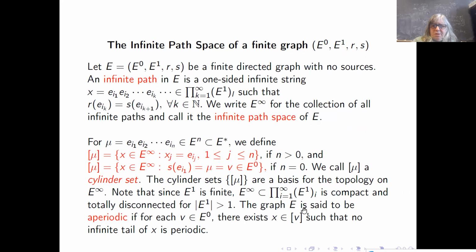We really aren't interested in periodic graphs, because if we have periodicity, we sometimes would get on our measure space that certain vertices have measure 0. So we don't want that. But we say we have an aperiodic graph if for each v in E0, you can find an aperiodic infinite path whose range is v.